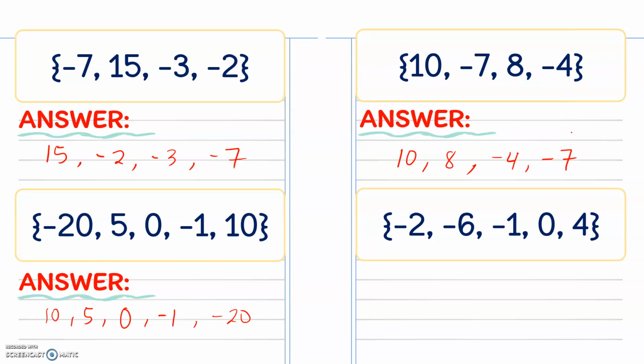Last one, negative 2, negative 6, negative 1, 0, and 4. We only have one positive integer here, which is 4. So that is greater than all the integers here, followed by 0. Then negative 1 is closer to 0, so we'll have it written first before negative 2, followed by negative 6.